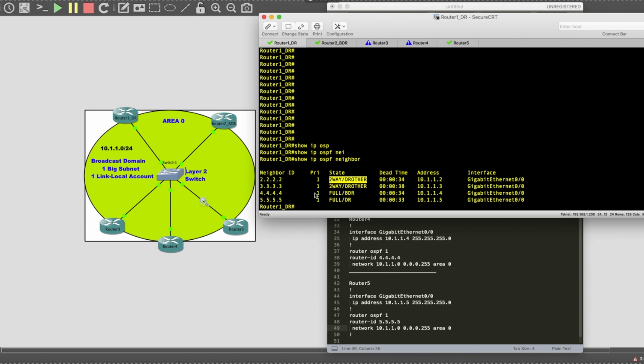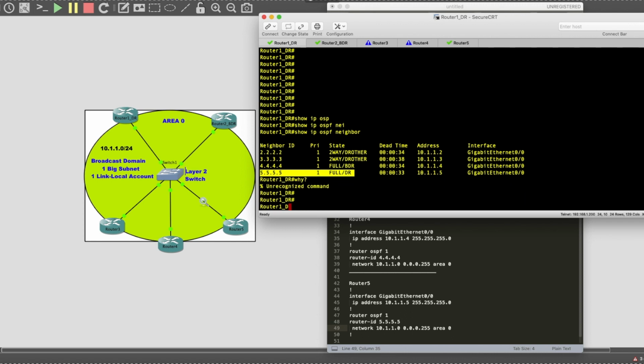If you look at the relationship with router 4, for example, you can see that it's in a full state relationship and that router 4 is considered the backup designated router. Same thing goes with router 5. Its relationship with router 5 is in a full state, and in this broadcast domain, it looks like router 5 has been elected to be the designated router for this broadcast domain. So the question is, why?